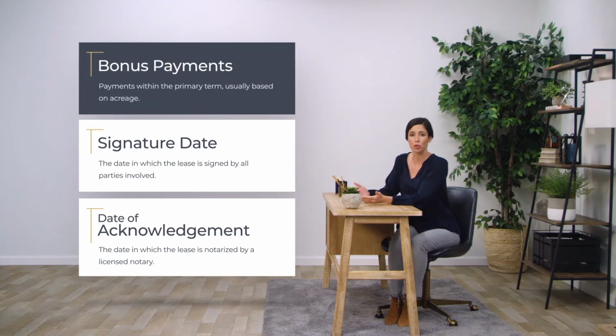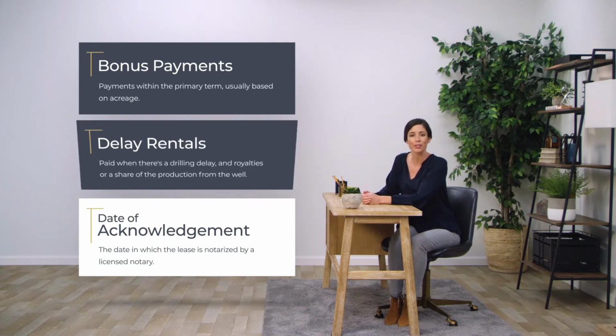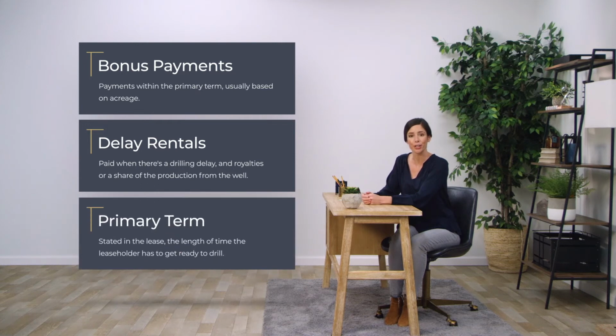Let's talk about a few additional terms you'll likely come across. Bonus payments, usually based on acreage, delay rentals, paid when there's a drilling delay, and royalties, or a share of the production from the well. You get the bonus payments and the delay rental payments during the primary term, which is stated in the lease. This is the length of time the leaseholder has to get ready to drill. And if they haven't started by the time the primary term ends, they could lose their lease. The primary term can be cut short if the leaseholder surrenders the lease or fails to properly pay delay rentals.